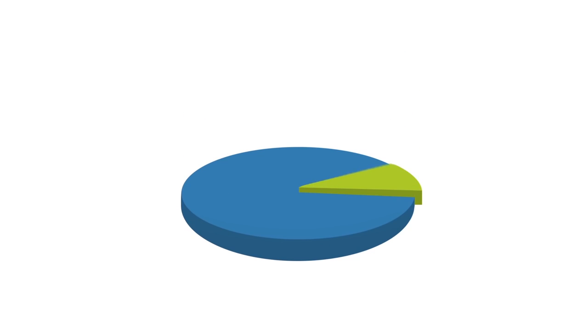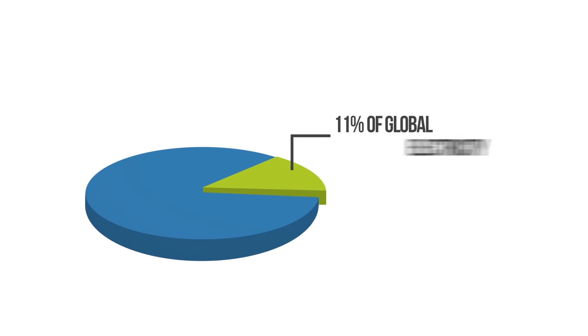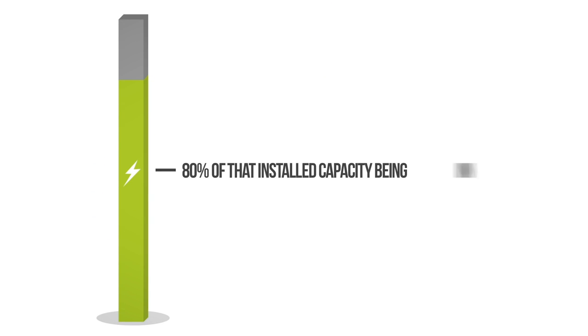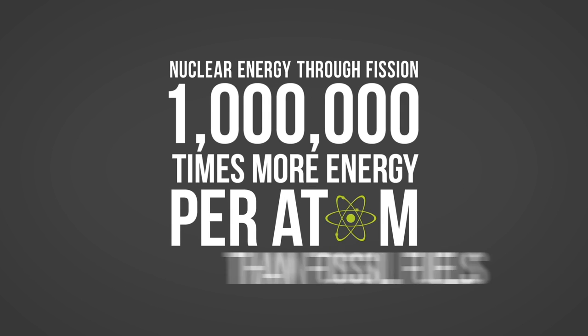Today, nuclear power plants account for 11% of global electricity generation, with about 80% of that installed capacity being in OECD countries. All of this capacity is nuclear fission. Nuclear energy, through fission, can release 1 million times more energy per atom than fossil fuels.